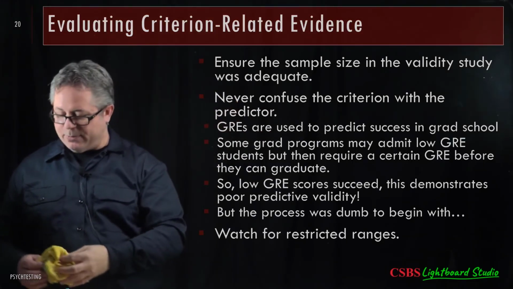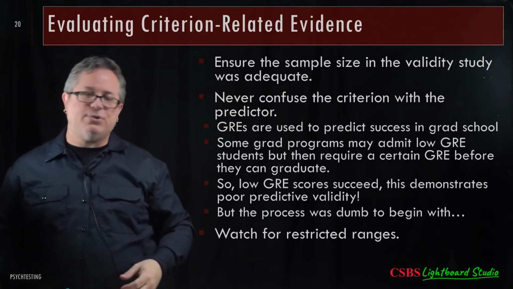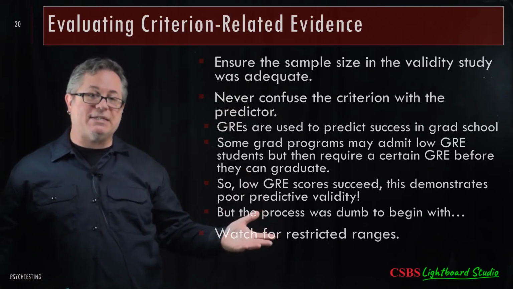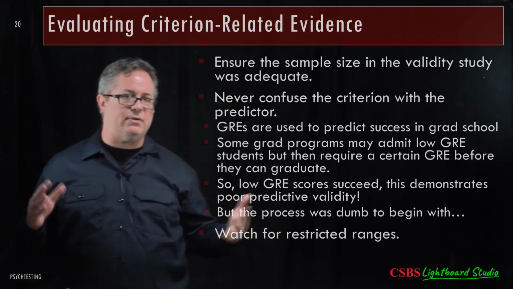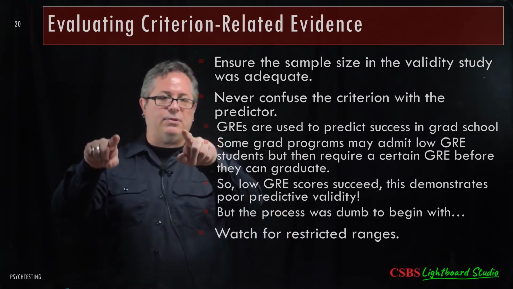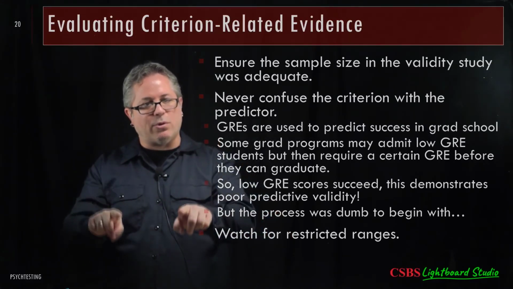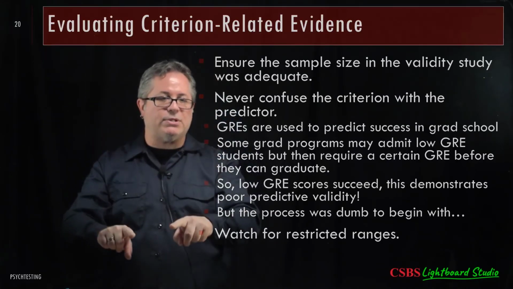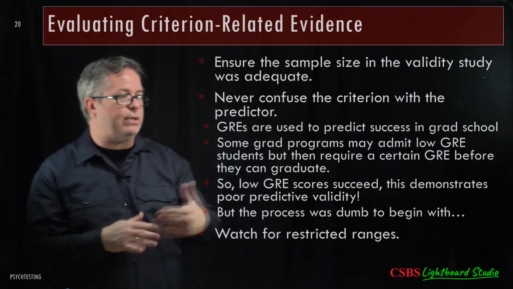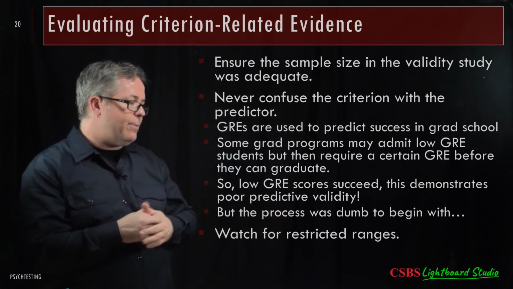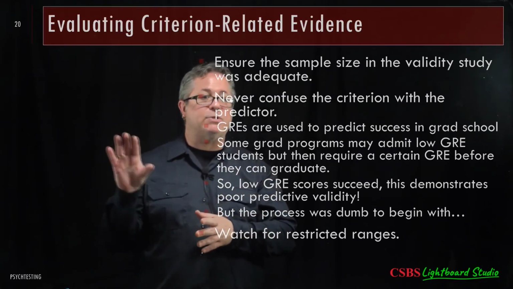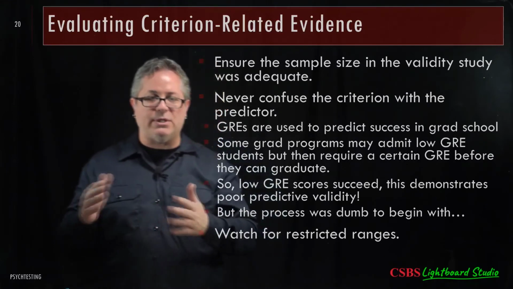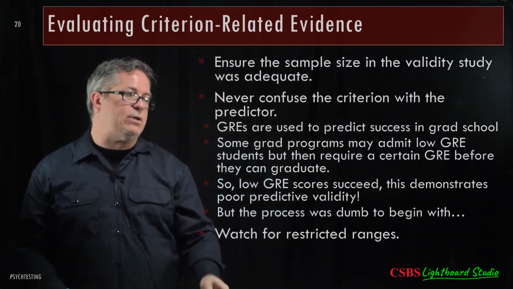You'd have to let a bunch of people into grad school who had low GREs to show that they didn't succeed, right? Which seems sort of weird, but you want people with low GREs to go in and then do poorly. If you do that, then you start to have this range of scores on both sides. You can show there's a relationship between the GRE and success in graduate school, but it's just not how it works. So that's why it looks like there's less relationship between the predictor and the criterion.